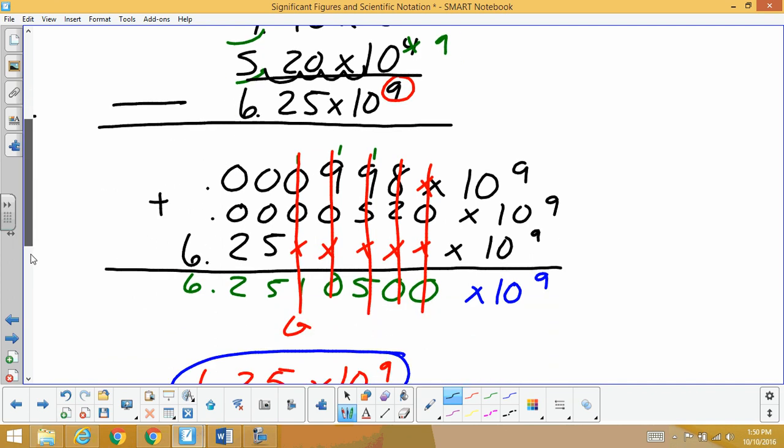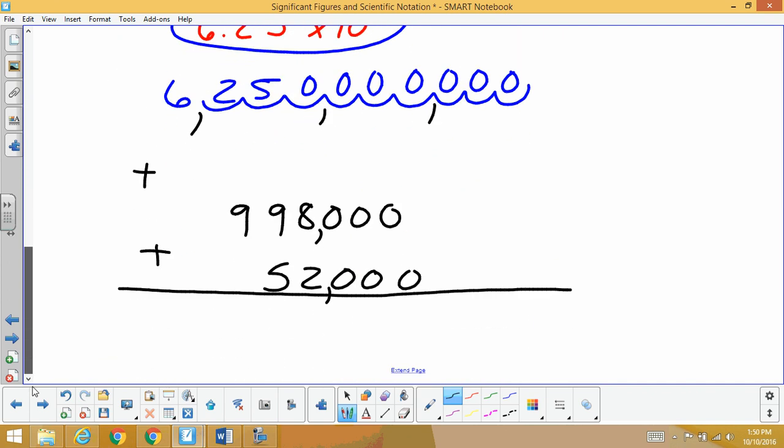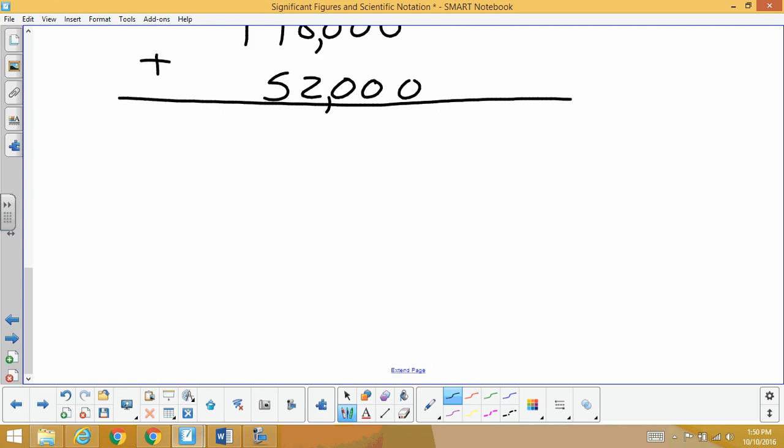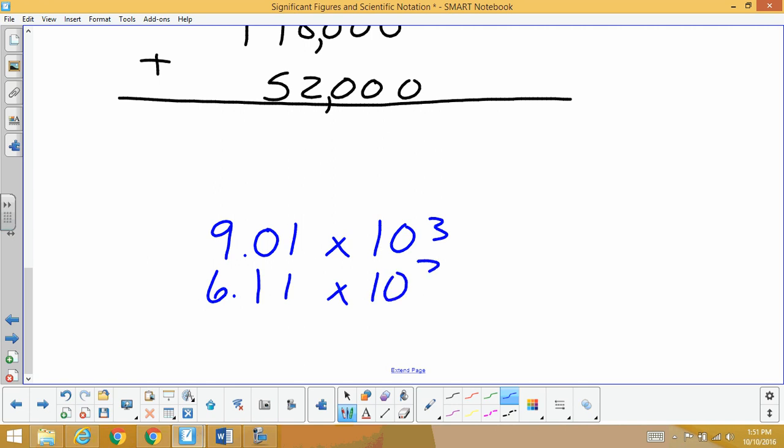So let's go over another example. This one I won't make as large, so it will actually make a significant difference. We're going to add 9.01 times 10 to the 3rd, 6.11 times 10 to the 2nd, and 1.97 times 10 to the 4th. First, find the largest exponent. That's 4.